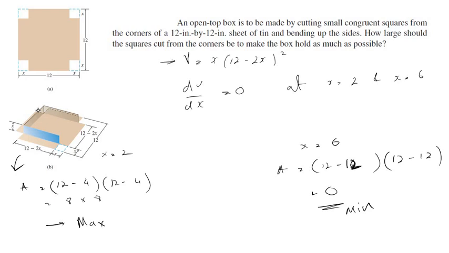So we see when x is equal to 2, the area of this is maximum, or in other words, the volume is maximum. Here the area is 0, so the volume is equal to 0. When x is equal to 6, that's when the volume is equal to 0. When x is equal to 2, we see the volume is maximum. So the answer is x equal to 2. Let's do one more question.